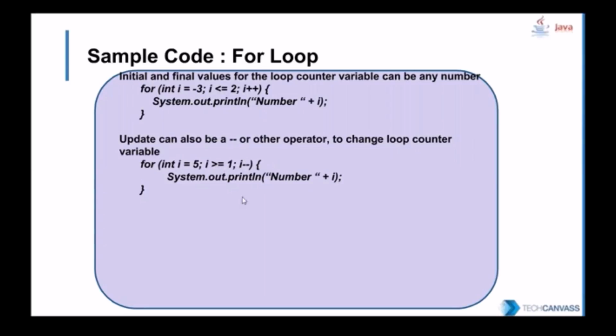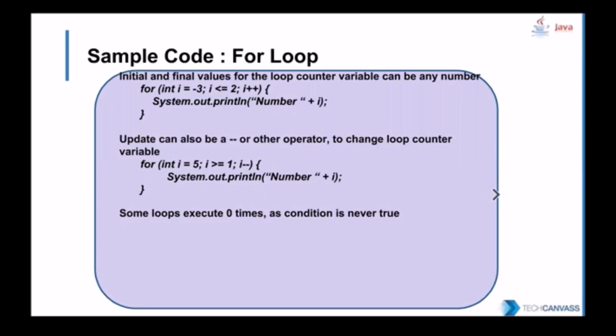So this loop will be executed when i is 5, when i is 4, when i is 3, when i is 2, when i is 1. 5 times this loop will be executed. And when i is 0, the loop will be terminated in the 6th iteration. 5 iterations will be executed for this example.